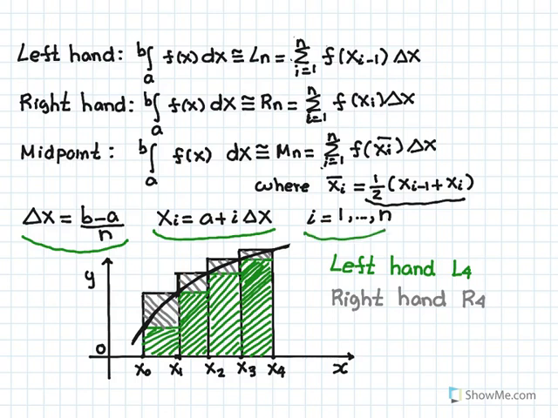All right, so you can see that here we have a graph, and the left-hand rule is given by the green shaded area, and the right-hand rule is given by the gray shaded area. You can see how the left-hand rule, the green shaded area, is going to underestimate the actual area under the curve. And the right-hand rule is going to overestimate the area under the curve. And the reason, of course, is because the function is increasing in this case.